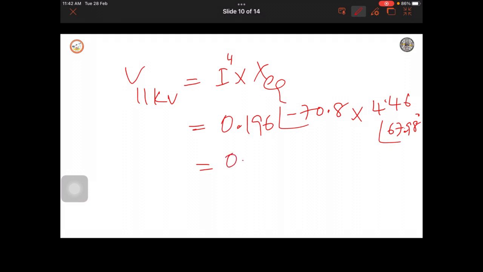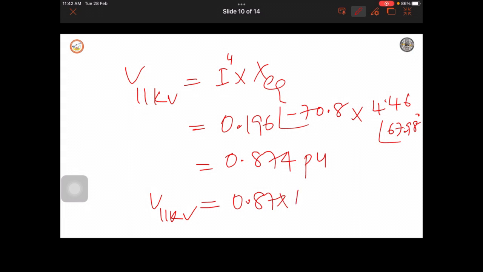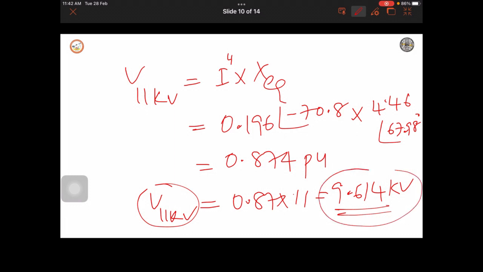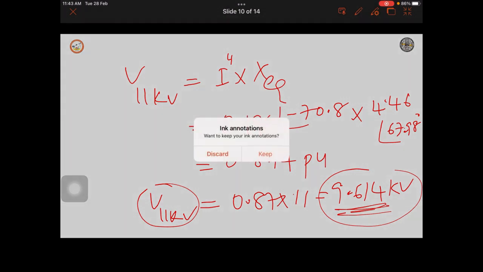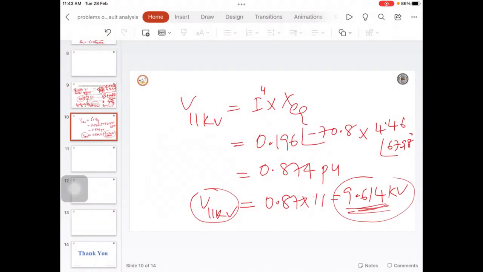That comes around 0.874 per unit. Actual value means 0.874 into base value. Base value is 11, so it comes to 9.614 kV. The rated voltage is 11 kV, but because of the fault, the current flows and causes a voltage drop, so it comes to about 0.96. This is how we can find the voltage at the 11 kV bus bar. We have many problems like this. One can find the answers using the same concept. I hope this will be helpful.